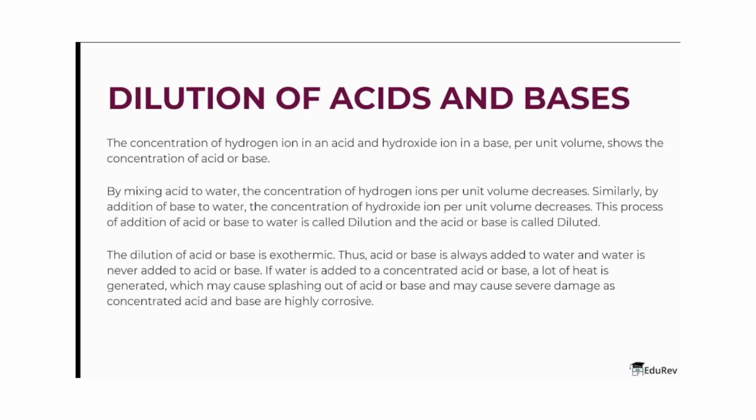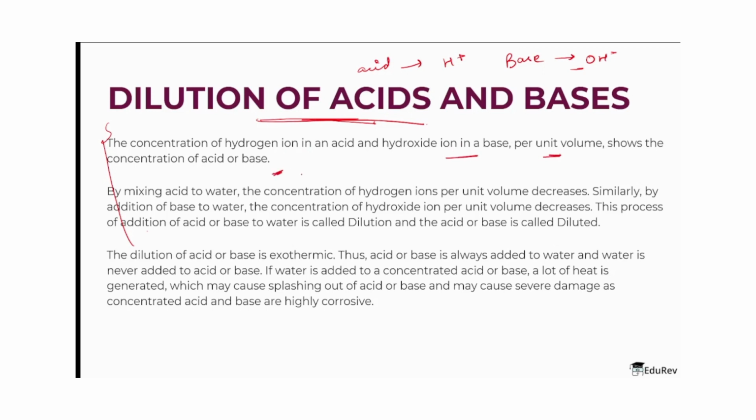The next thing we are going to study is the dissolution of acids and bases. What is the meaning of dissolution of acids and bases? Now I know that acid gives me H positive, whereas base gives me OH negative. This we understood. So let's read this and understand the meaning of dissolution of acids and bases. The concentration of hydrogen ion in an acid and hydroxide ion in a base per unit volume shows the concentration of acid and base.